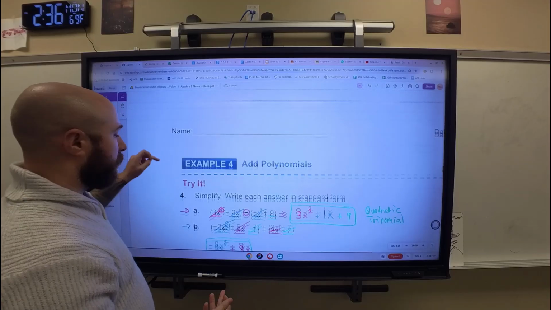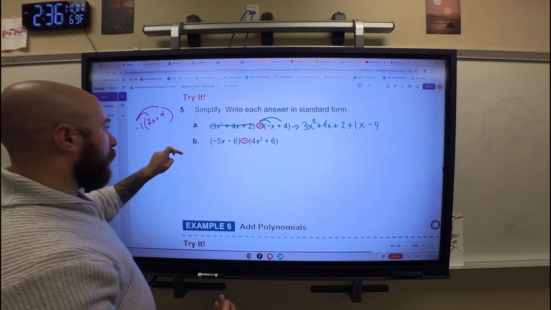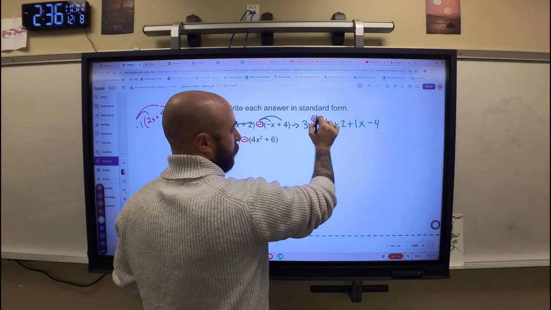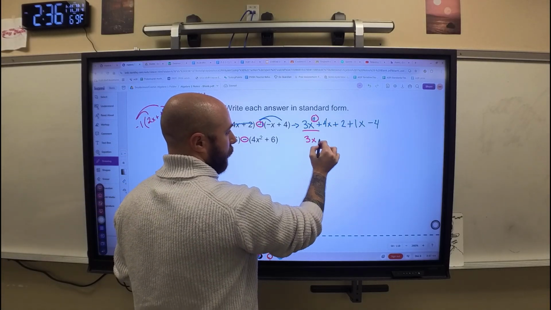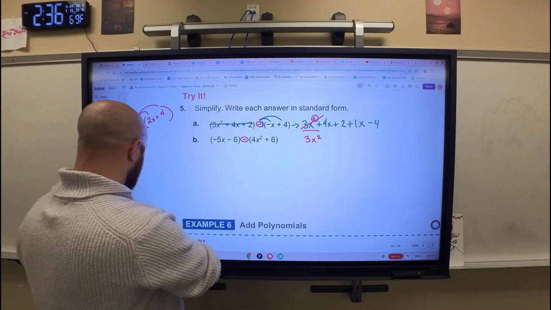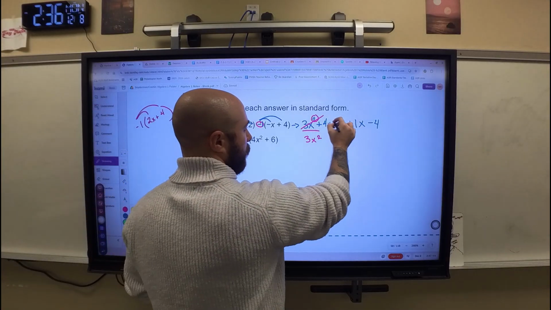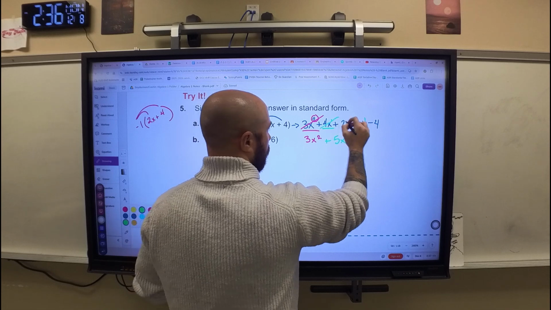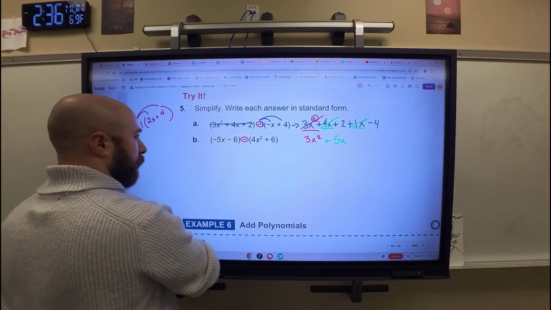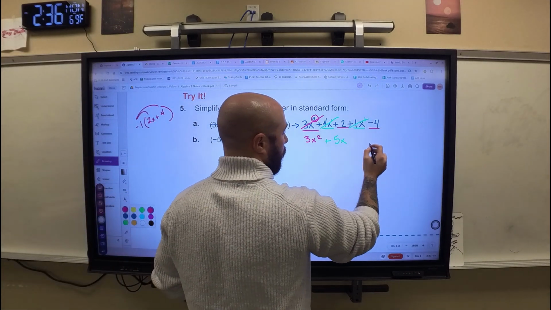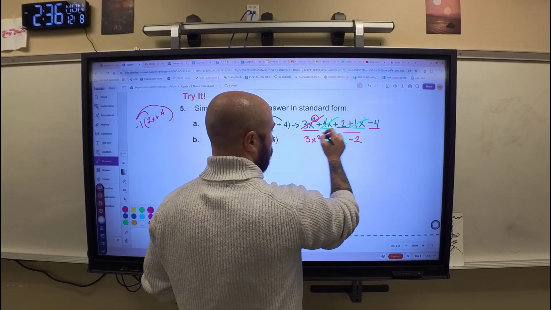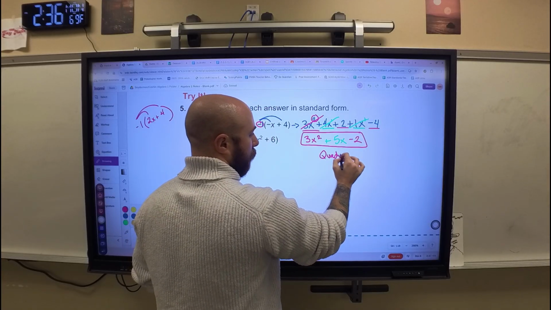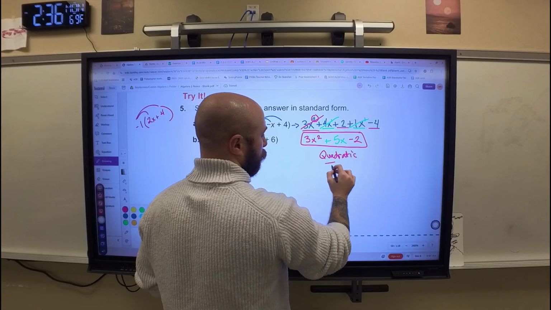Same type of process of, let's start with the highest exponent and combine. So we look for the highest exponent, which is here. So we have 3x squared. We then look at the next highest, which is our x to the first. So 4 plus 1 is 5. And then we look at our constant, 2 plus negative 4, which is negative 2. This would be a quadratic trinomial.